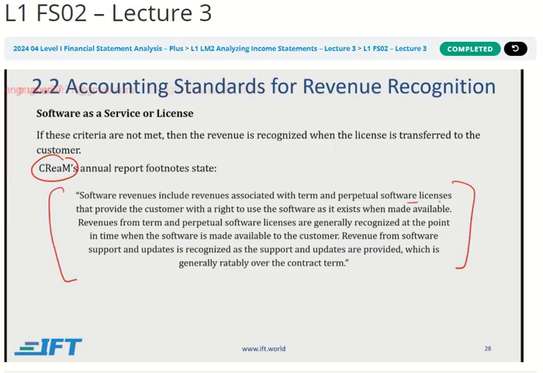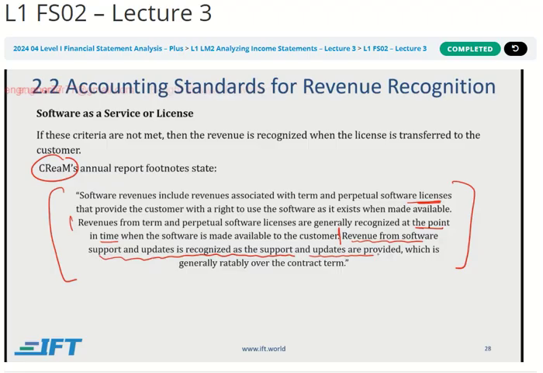revenues from the sale of licenses, right? And they are generally recognized at a point in time when the software is made available to the customer. So that means they are not dividing it across 10 years. They are recording it as soon as the delivery is done. That means they will have a separate revenue stream for the updates and support. And that's what they're saying over here. Revenue from software support and updates is recognized as the support and updates are provided. So this is what they are doing.